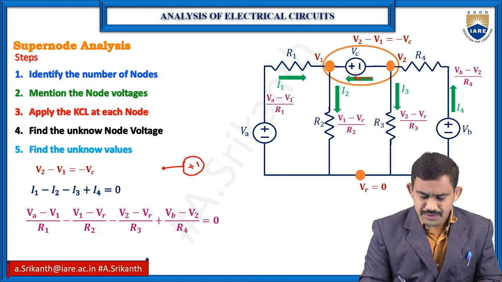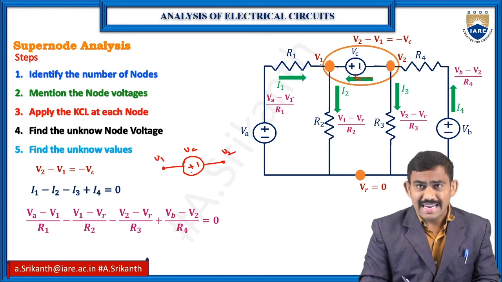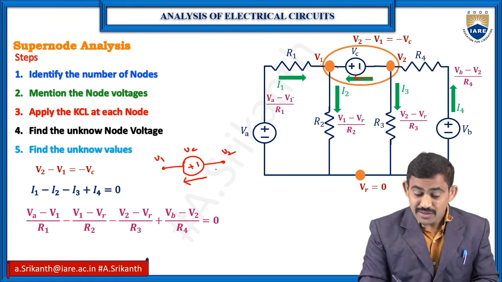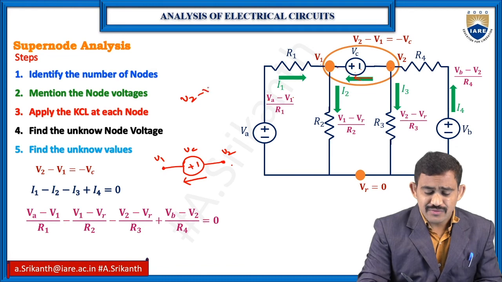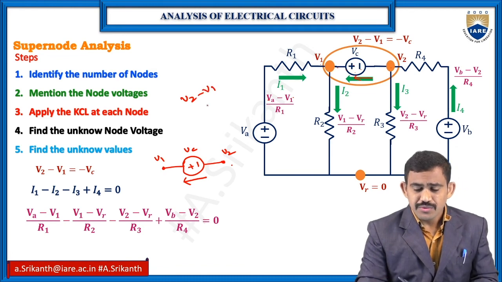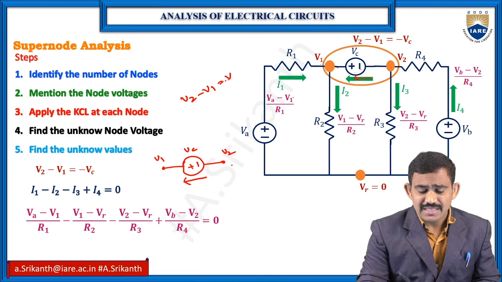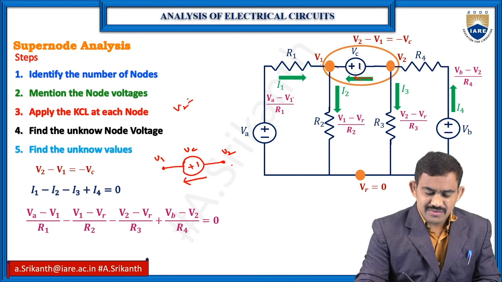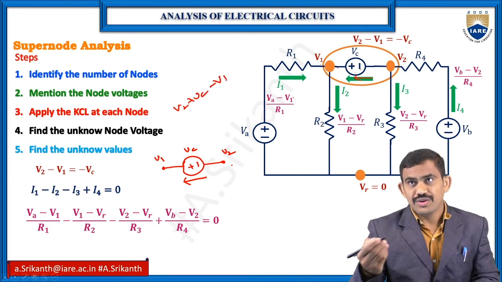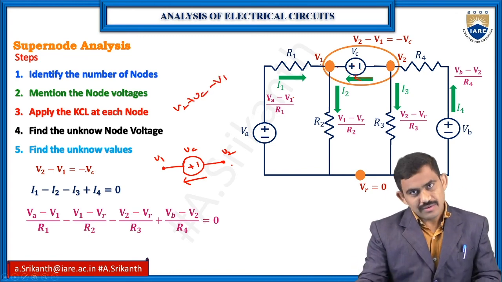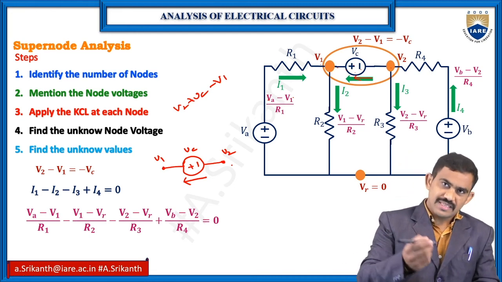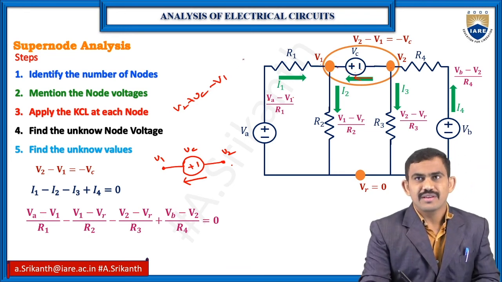So negative, positive, and here VC, and here V1 and here V2. So I've taken the direction of your source. So the direction is V2 to V1. So V2 minus V1 equals minus VC. Otherwise, you can write V2 plus VC minus V1, since current is coming from V2 and again coming from VC. So V2 plus VC minus V1 equals 0.